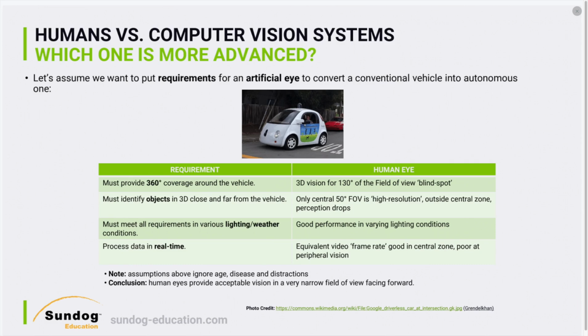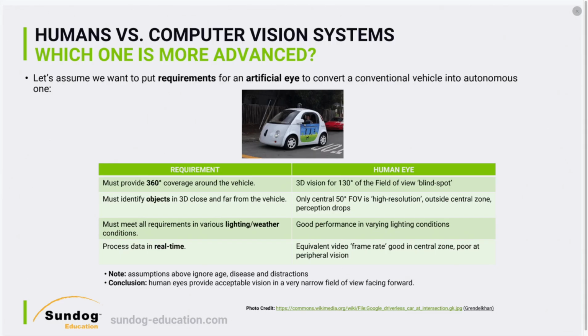Another requirement that we want to put on our artificial eye, for example in our self-driving car, is that it must identify objects in 3D, close and far from the vehicle. Humans can look in the central region within 50 degrees, which we'll call the field of view, FOV, in high resolution. Beyond that 50 degrees, our perception actually drops significantly.